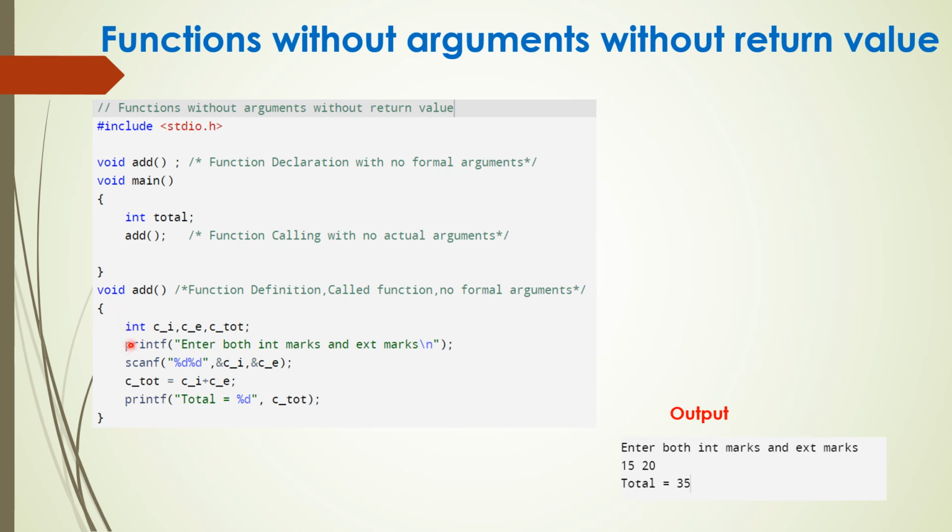Okay. Entering into the add function, it is int c_i, c_e, and c_total. Same, I get the scanf and printf. I add it and put it in c_total. Instead of return c_total, I just directly print it here. So I'm not returning it, and without any arguments.